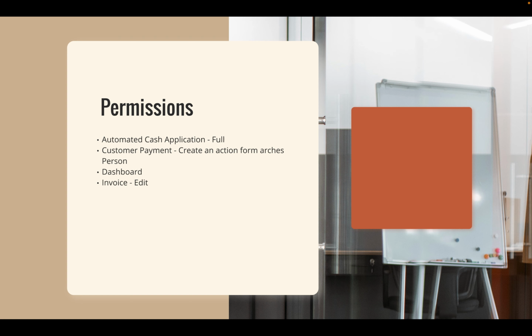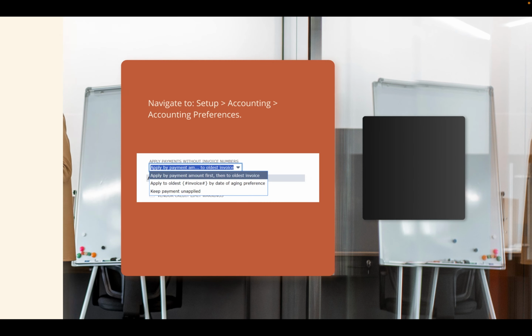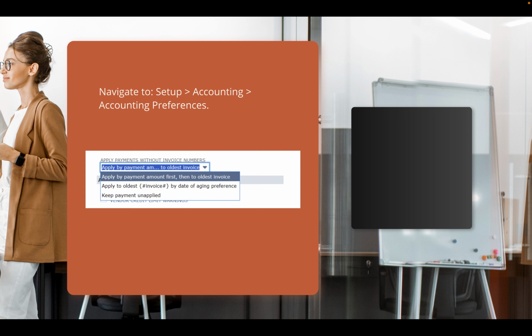To configure how NetSuite handles payments without invoice numbers, we need to adjust the apply payments without invoice numbers preference. That would be available under accounting preferences. So you can navigate to accounting preferences, by navigating to setup, accounting, and accounting preferences in NetSuite if you are using an administrator role. So this drop-down menu offers three distinct options, each of which can be selected based on specific requirements, which is being shown on the slides.